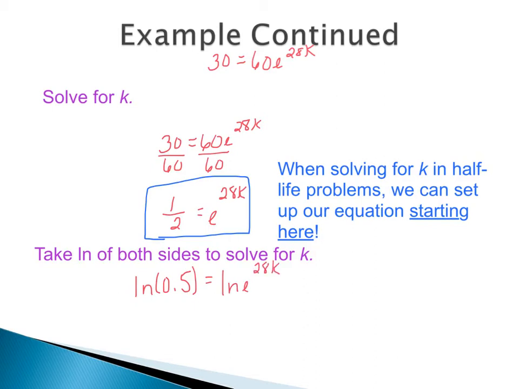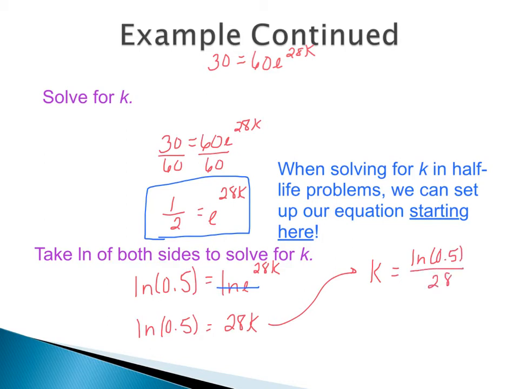Remember using our log property on the right-hand side, the natural log of e raised to some exponent: the exponent comes down and the natural log of e is just 1. So we have the natural log of 0.5 equals 28k. From here we have one last step to solve for k. We need to divide both sides by 28. So we will end up with an exact answer of k equals the natural log of 0.5 over 28.